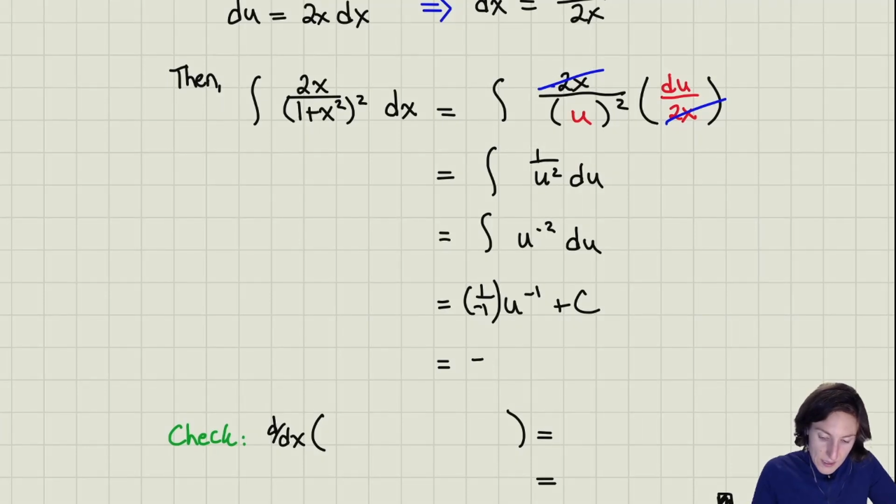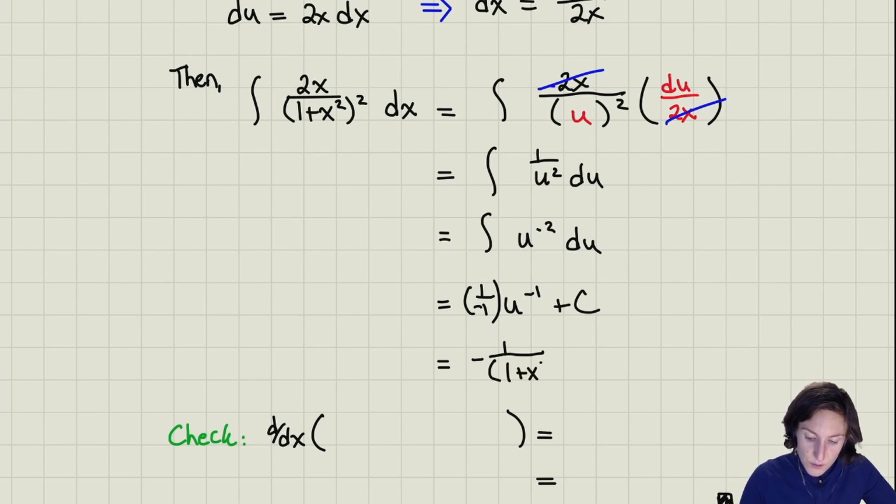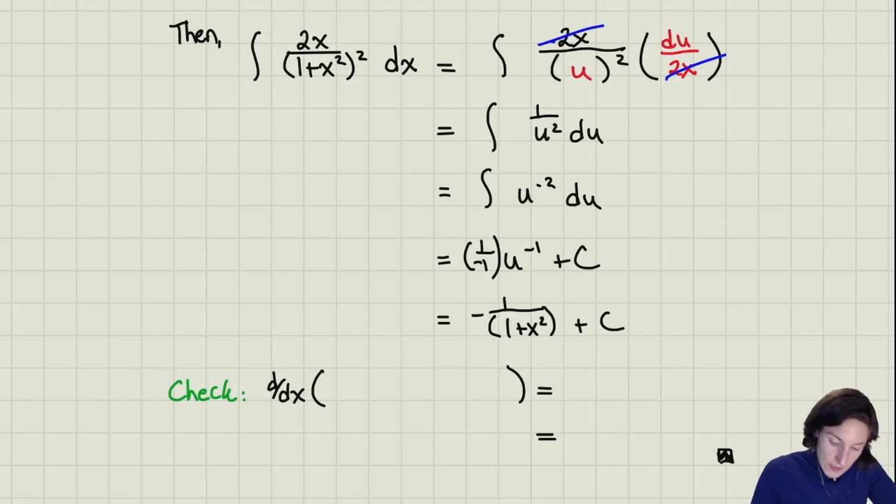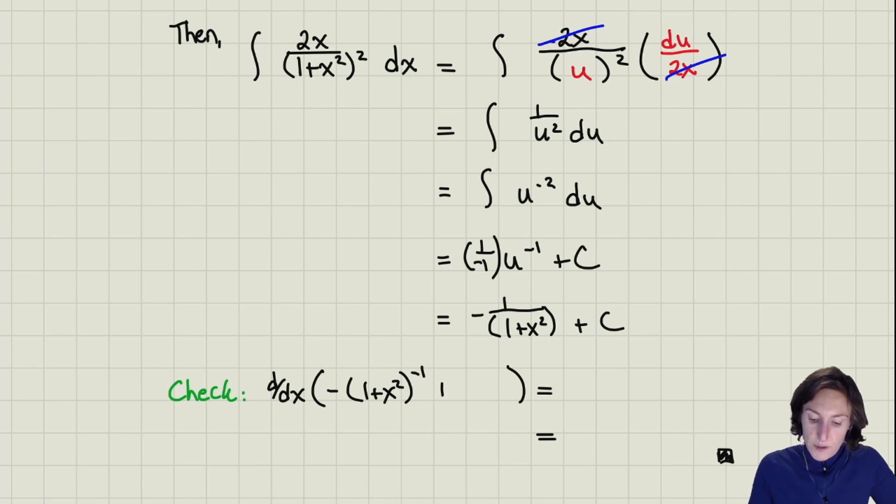And I'm not done because I need to put my x values back in here. So I have negative 1 over 1 plus x squared plus c. Now, again, if we check this, and I'll write it in the form that it was before. So I'll write it as negative bracket 1 plus x squared all to the power of negative 1 plus c.